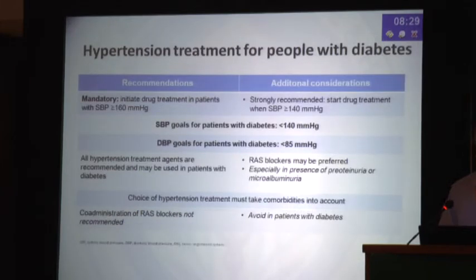As far as people with diabetes are concerned, it's mandatory to initiate drug treatment in patients whose systolic blood pressure is more than 160, and it's strongly recommended that we should start treatment when the systolic pressure is more than 140. The goals would be again 140 and 85. All hypertension treatment agents are recommended and can be used in patients with diabetes, but the choice of hypertension treatment must take into account the comorbidities.